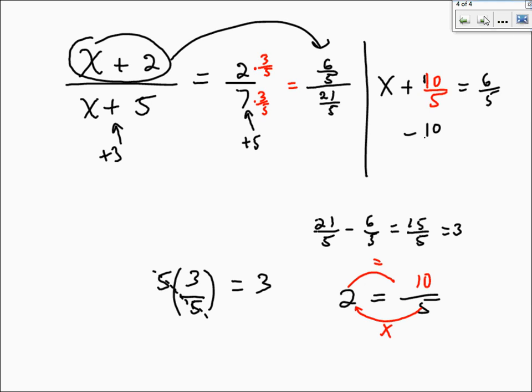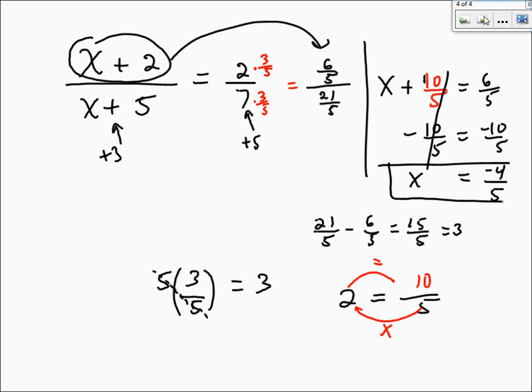Now when I subtract, I'll have common denominators. This cancels out. I get x equals something over 5. 6 minus 10 is negative 4, and that would be your answer. You don't need to cross multiply. Try one more like that.